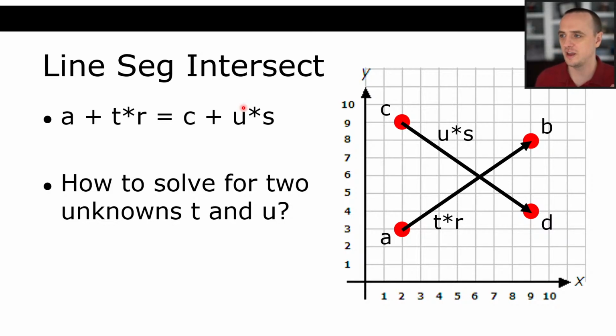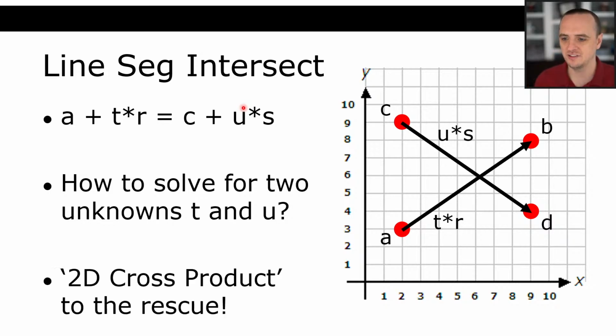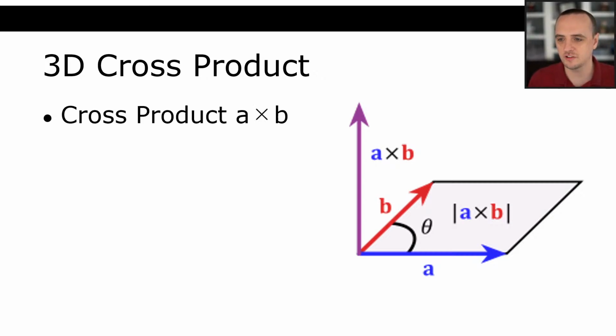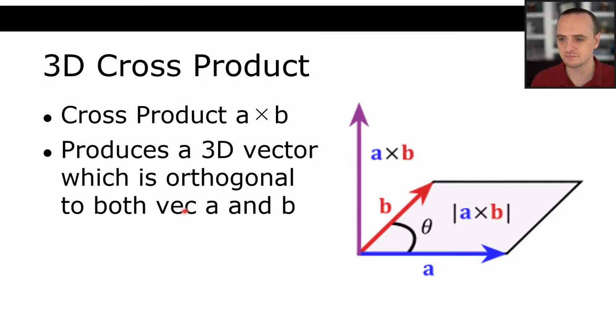Well, luckily, we have a little trick up our sleeves, and this is something called the 2D cross product. So what in the hell is the 2D cross product? All right, so typically, the cross product is reserved for three-dimensional calculations. So the cross product in three-dimensional space, so if we have a vector B and a vector A, then those two vectors define a plane in three-dimensional space. And if you take A cross B, that produces a 3D vector which is orthogonal to both A and B.